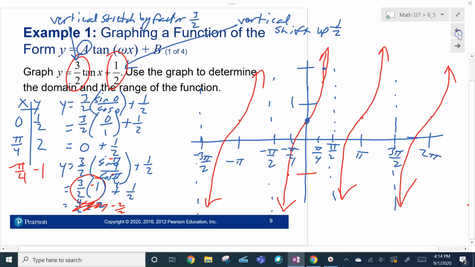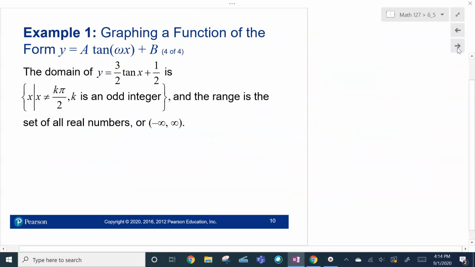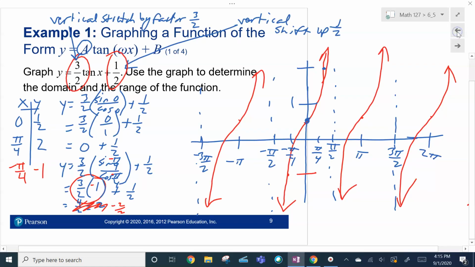Now let me go back here. Our domain is everything except for our vertical asymptote. So if you notice, it'll be pi halves k, where k is an odd integer, is how they say it. I wrote it as the domain being pi halves plus pi k. That's another way to say that. Okay. So write that here.